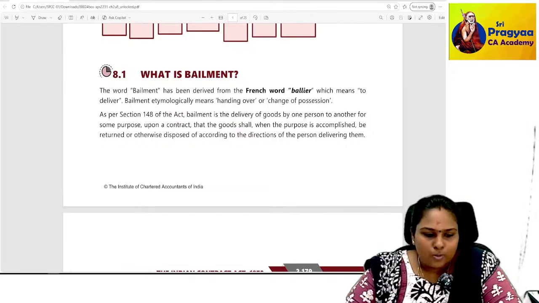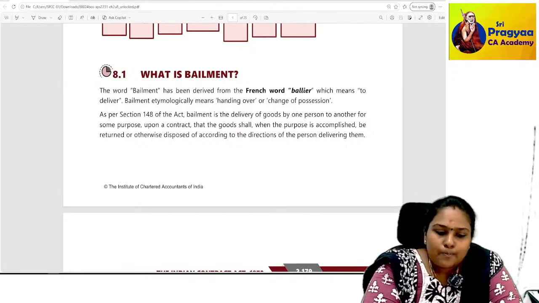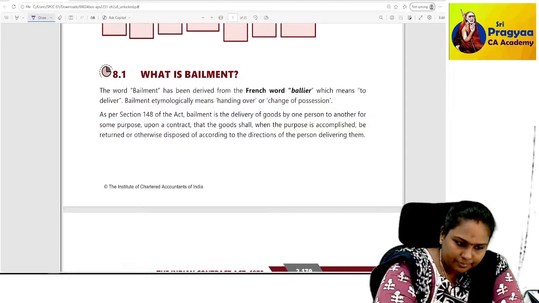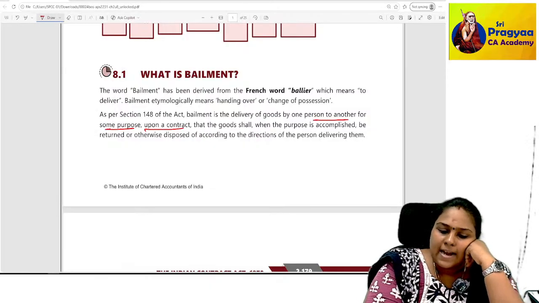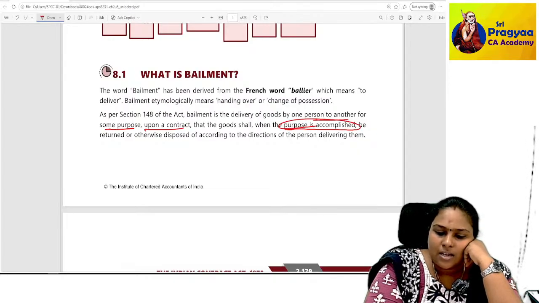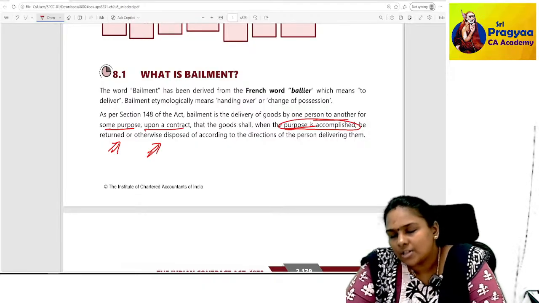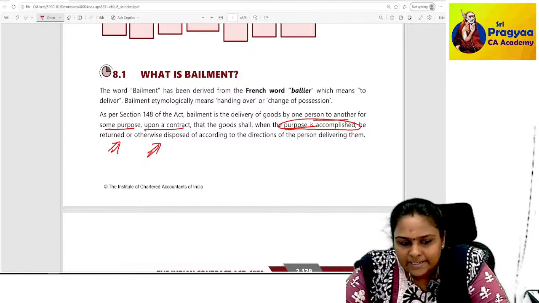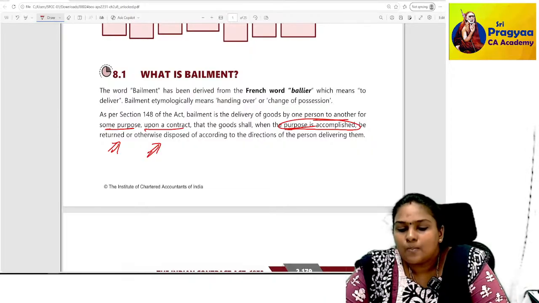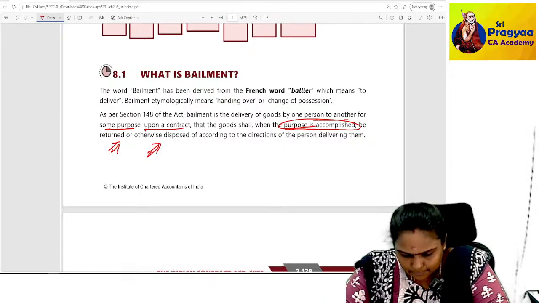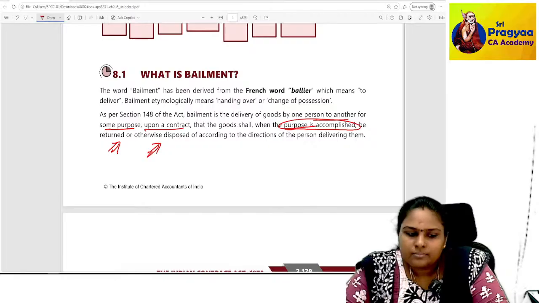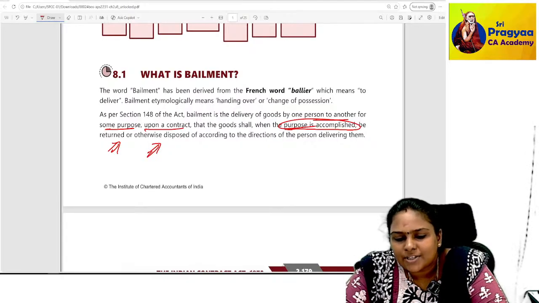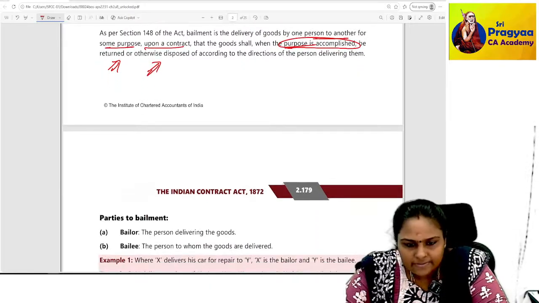Now let us go read what is given in the textbook. Start reading. Bailment is the delivery of goods, some purpose, upon a contract, shall, when the purpose is accomplished, be returned or otherwise disposed according to the directions of the person delivering them. One more time, please read. Bailment is the delivery of goods by one person to another for some purpose upon a contract, that the goods shall be returned otherwise disposed of according to the directions of the person delivering them.